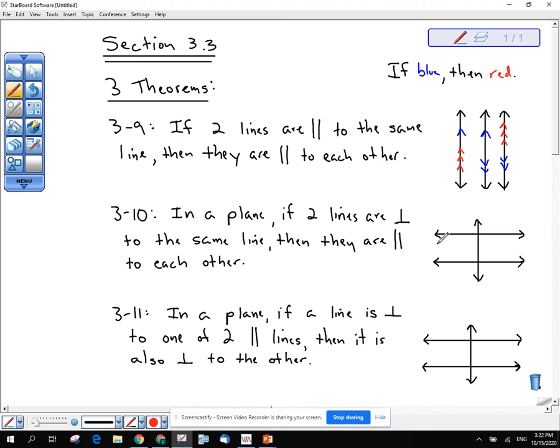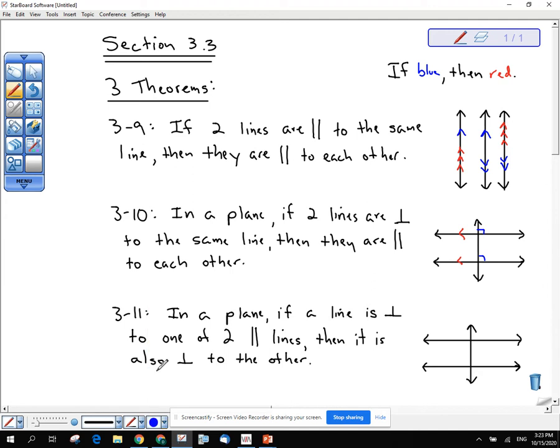The next one is called theorem 3-10, and it says in a plane, if 2 lines are perpendicular to the same line, then they are parallel to each other. So again, if blue, we have 2 lines are perpendicular to the same line. So that would look like that. Then red, the lines are parallel to each other, would be like this. And then 3-11, it's interesting, the markings are going to be exactly the same. It's just that the colors are slightly different.